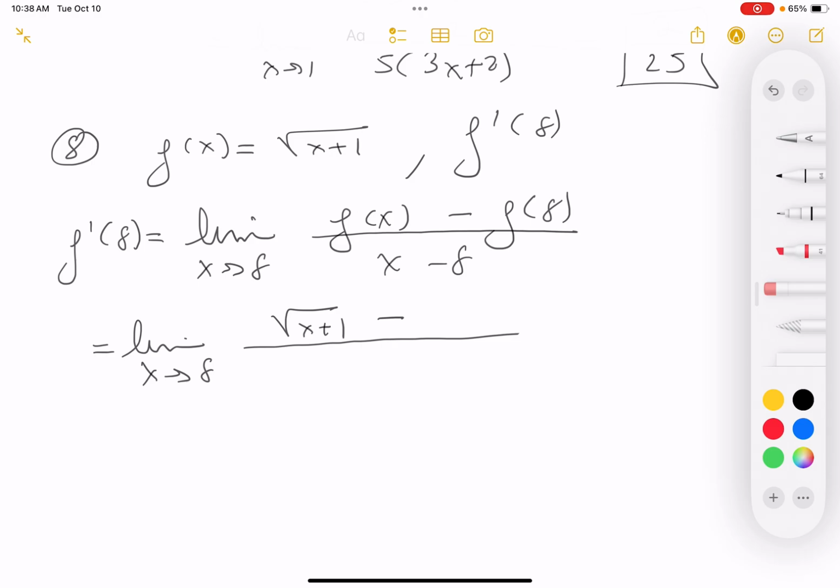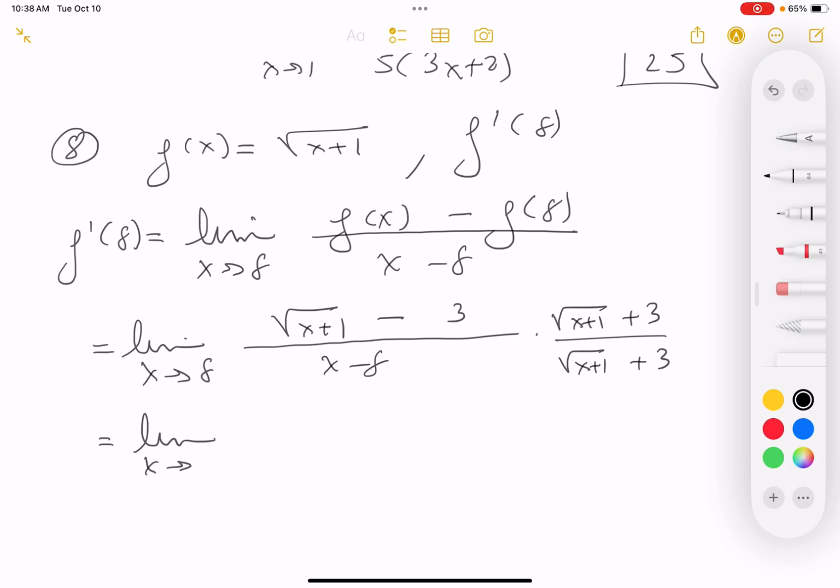If you evaluate that function at 8, what do you get? You're going to get the square root of 9, which is 3. And then what do you get in the bottom? x minus 8. What I'm going to do is multiply top and bottom by its conjugate. You may wonder why, because I can't do the limit as written. So it's going to be the root of x plus 1 plus 3, over the root of x plus 1 plus 3. Let's do that. What do you get? Limit. You get x minus 8, and then the root of x plus 1 plus 3.